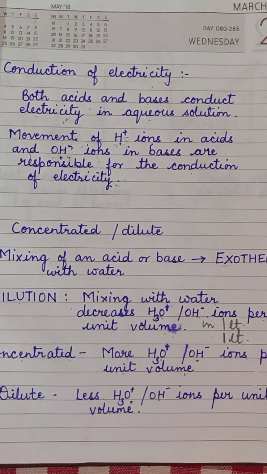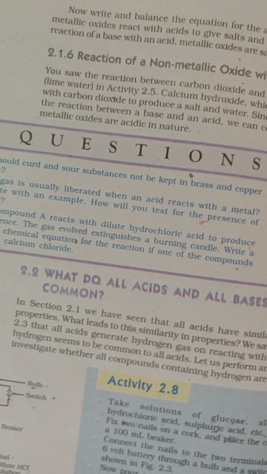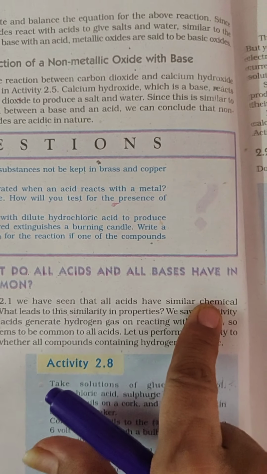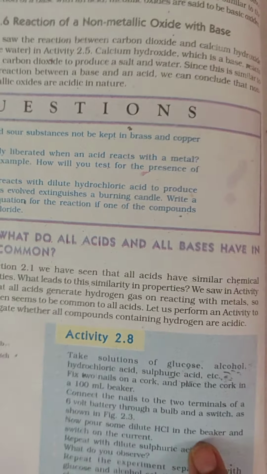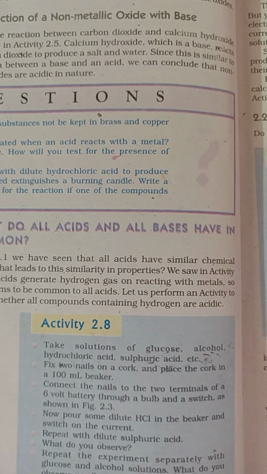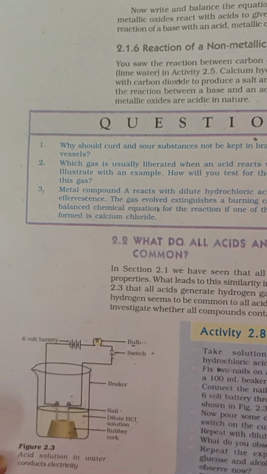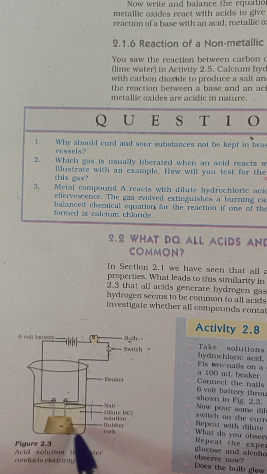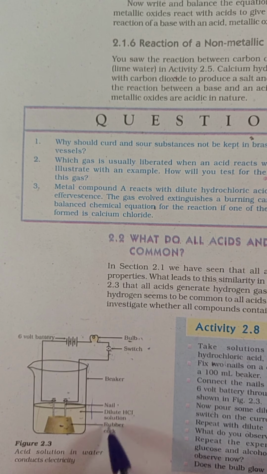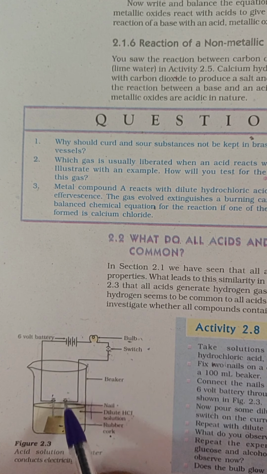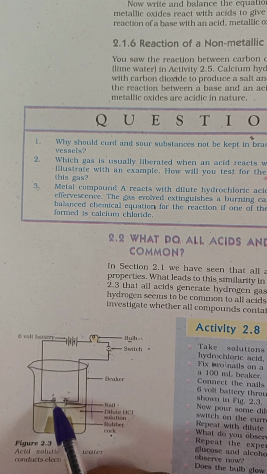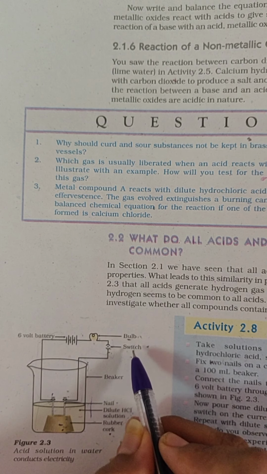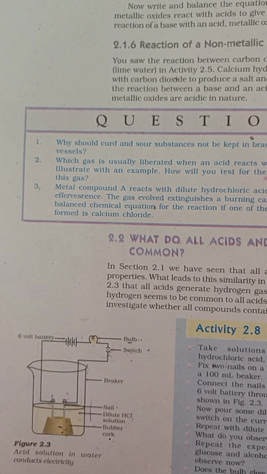Okay, so there is an activity in the book on page number 22, activity 2.8. What do all bases and acids have in common? This is the activity for the conduction of electricity. Now this is the diagram, figure 2.3. We have a glass beaker, at the bottom of which we have kept a rubber cork. On this rubber cork, 2 nails have been inserted. These nails will act as the 2 electrodes. The nails are connected to a battery with the help of conducting wires. We also have a switch and a bulb placed in the circuit.